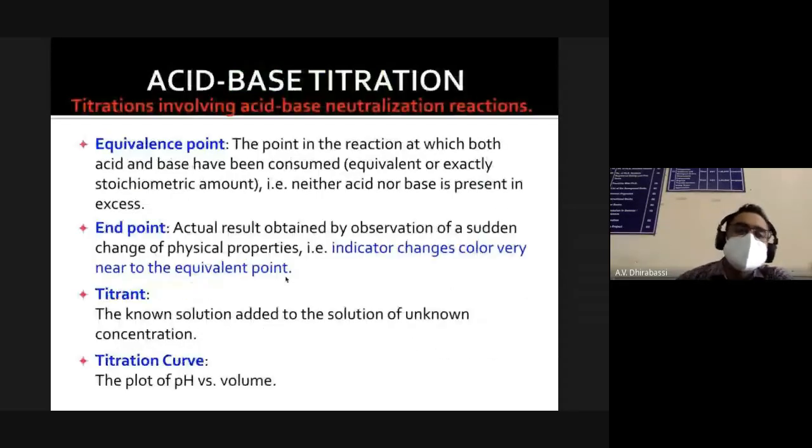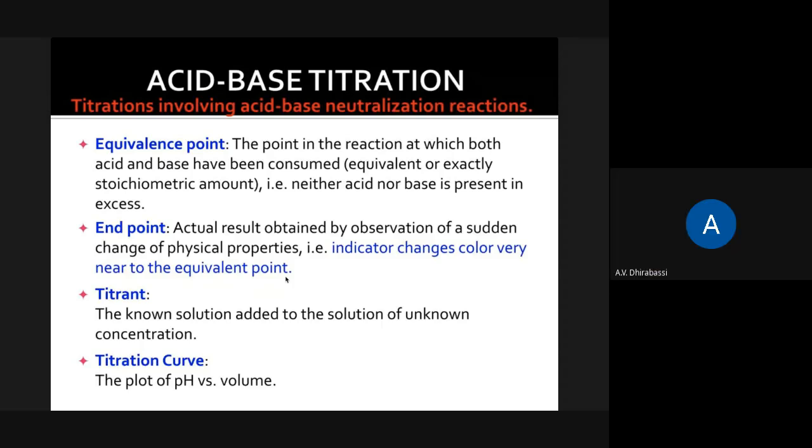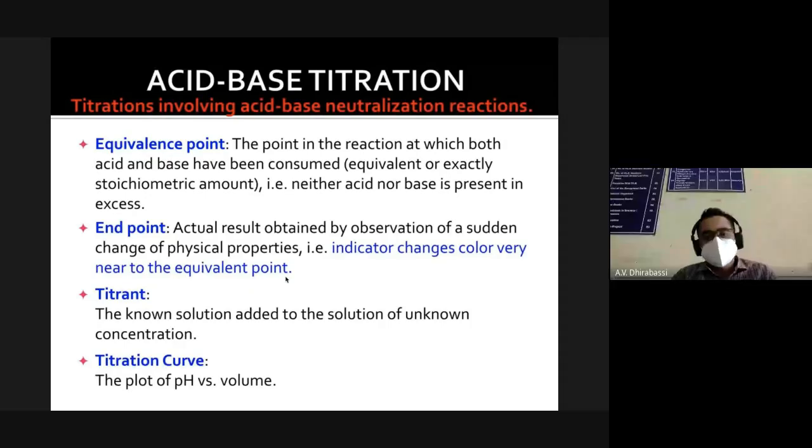In acid base titration, the equivalence point is the point in the reaction at which both acid and base have been consumed in exactly stoichiometric amounts; neither acid nor base is present in excess. So at the equivalence point, acid and base are in the same amount, meaning neutralized. That is the equivalence point. The end point is the actual result obtained by observation of a sudden change in physical properties. The indicator changes color very near to the equivalence point.